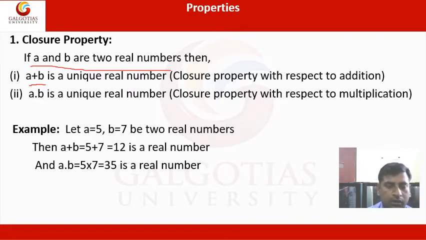Second, suppose we take two numbers a and b and we multiply a and b. So this multiplication will be again a real number. This is called the closure property with respect to multiplication.